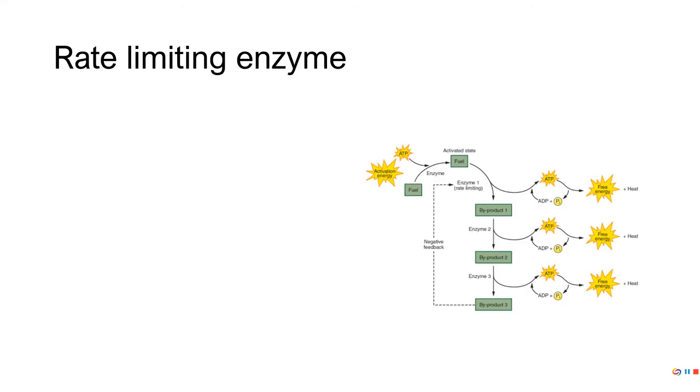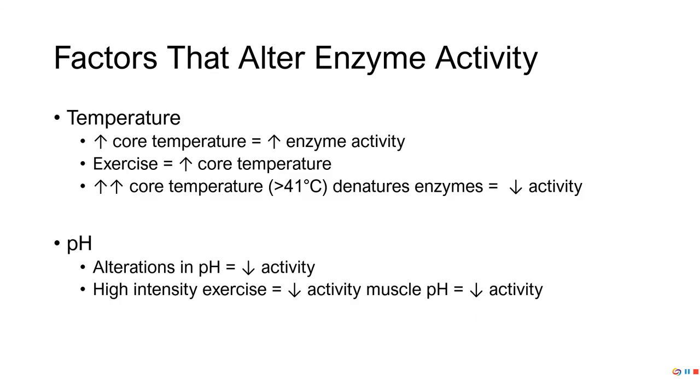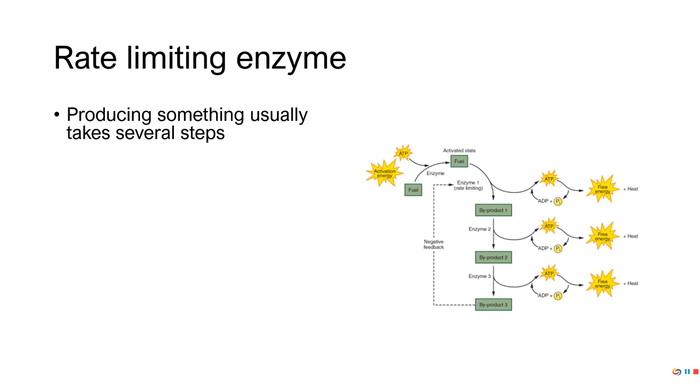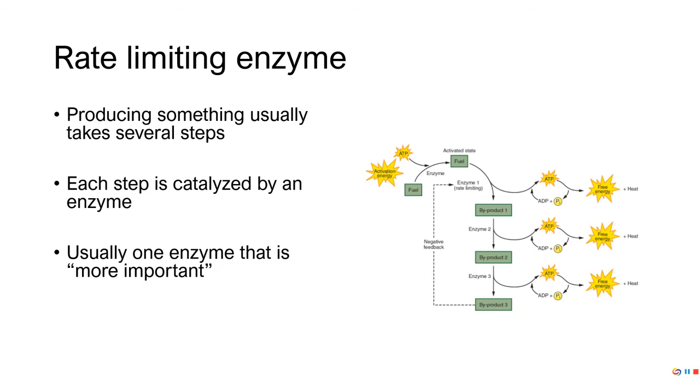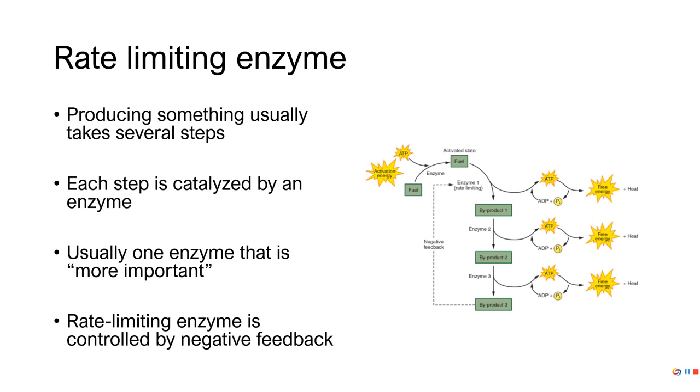It is also important to know that most physiological processes are composed of several steps. Each of these steps is facilitated by an enzyme. However, in each process, there's usually an enzyme that is more important than the others, and this is what we call the rate-limiting enzyme. The activity of this rate-limiting enzyme is controlled by negative feedback loops, and we're going to discuss specific examples of this later on.